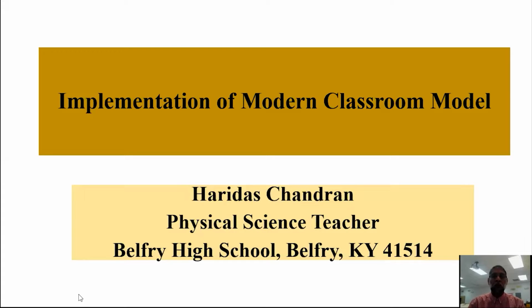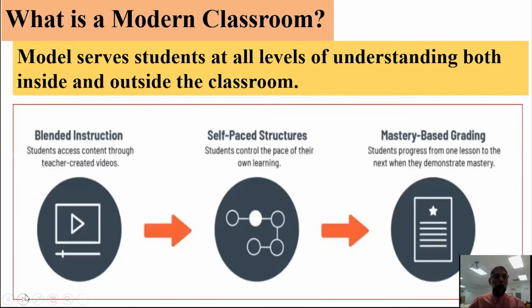I'll be discussing the implementation of the modern classroom at my school for my physical science class. So what is the definition of a modern classroom? It's a model that serves students at all levels, understanding both inside and outside the classroom. It is divided into three different sections: blended instruction, self-paced structures, and mastery-based grading.